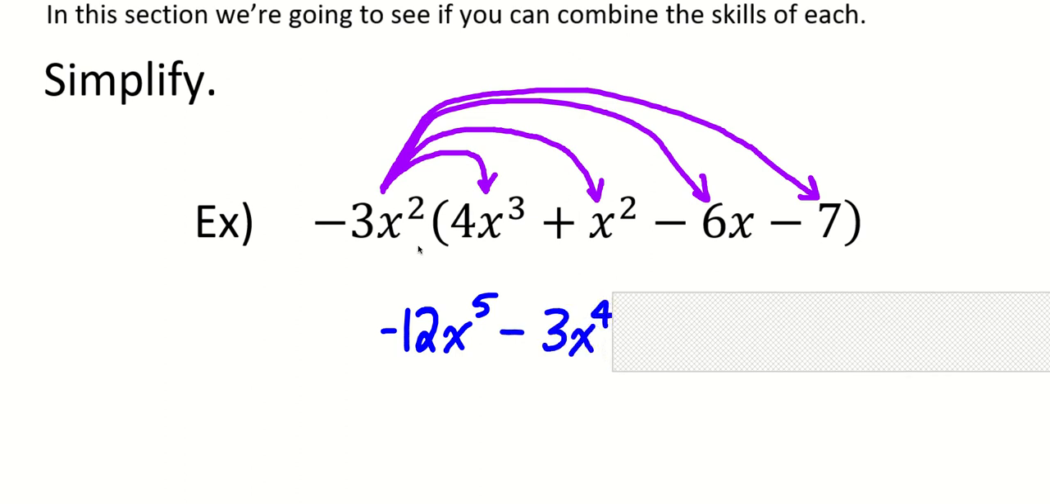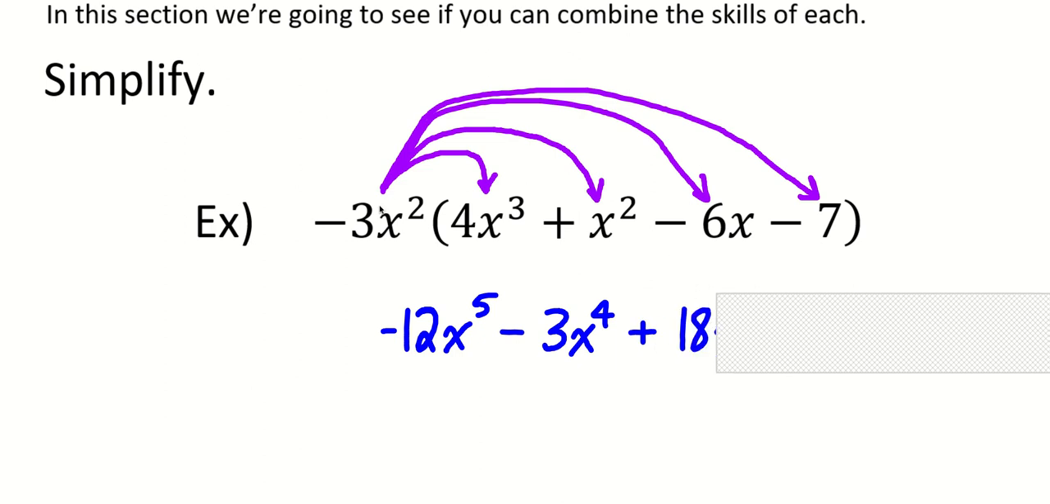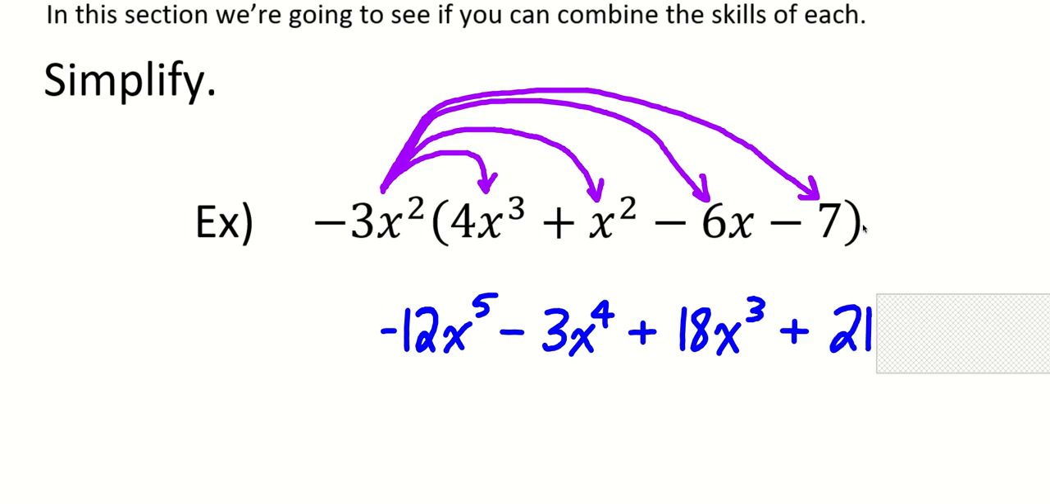There's going to be the negative 3, and then we add the powers. And then negative 3x squared times negative 6x. Remember, it's like you're doing negative 3 times negative 6 to get positive 18. And then when you do x to the second times x, what do you get? Hopefully you're thinking x to the third. And then when you do negative 3x squared times negative 7, well, the negative 3 times negative 7 is going to become positive 21. And then there's nothing to kind of simplify with the x squared.